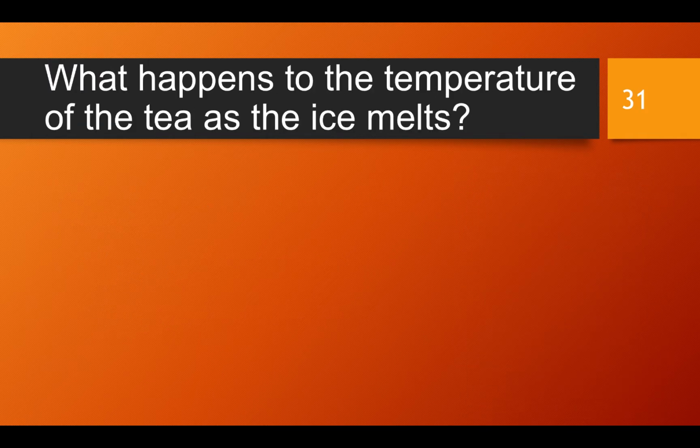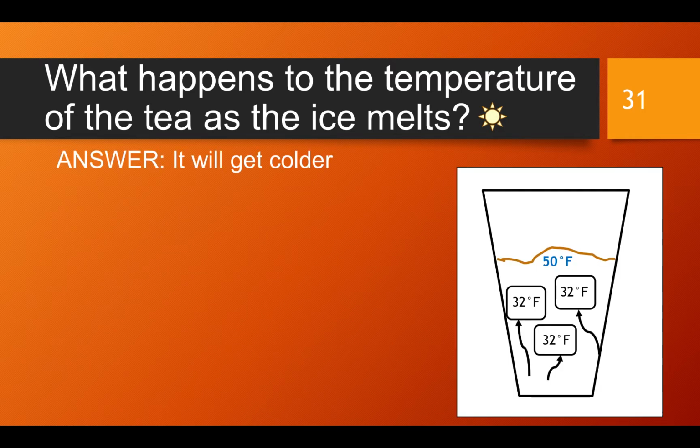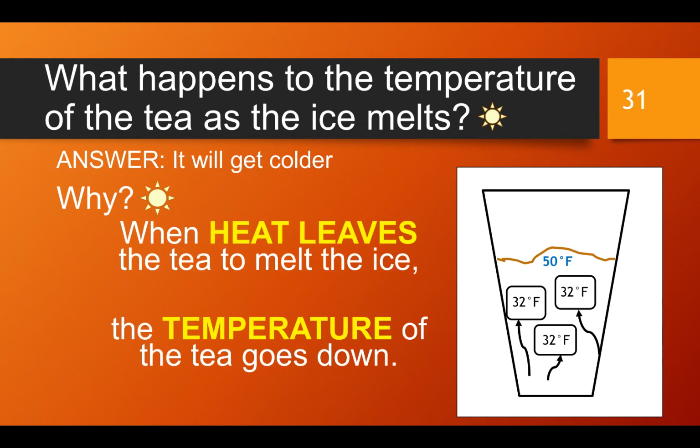So what happens to the temperature of the tea as the ice melts? I think you all knew this because you've all drank cold water or iced tea before. It gets colder. The temperature of the tea gets colder. But why? Why does it get colder? The answer is that when heat leaves the tea to melt the ice, the temperature of the tea goes down. This is just like in the experiment.